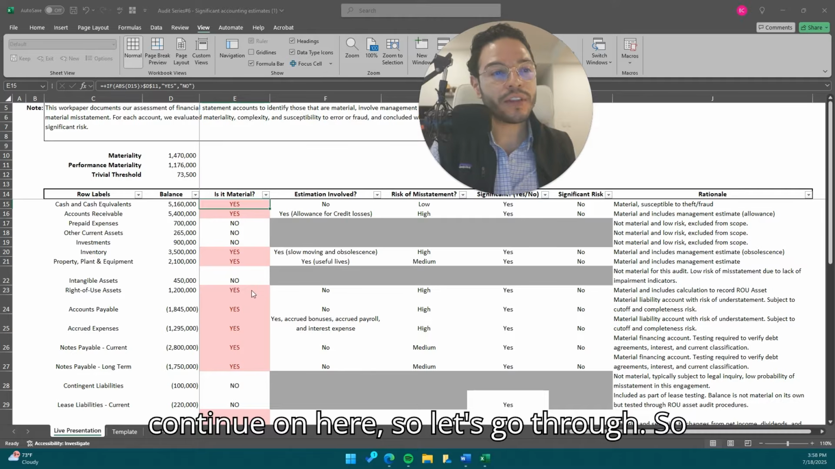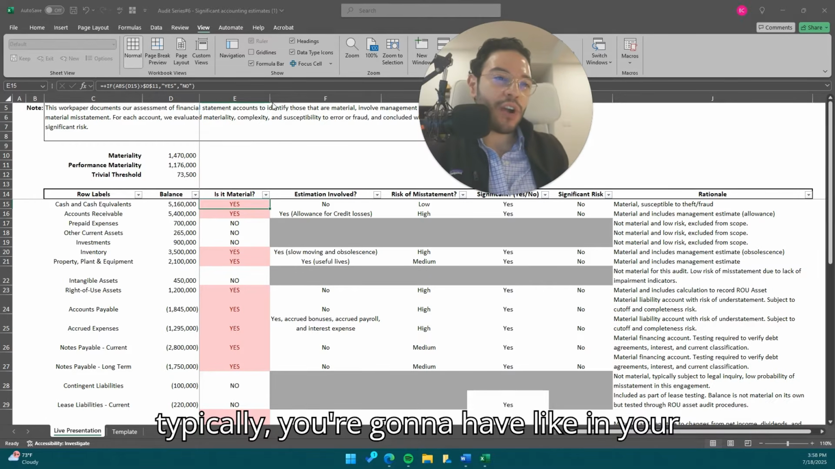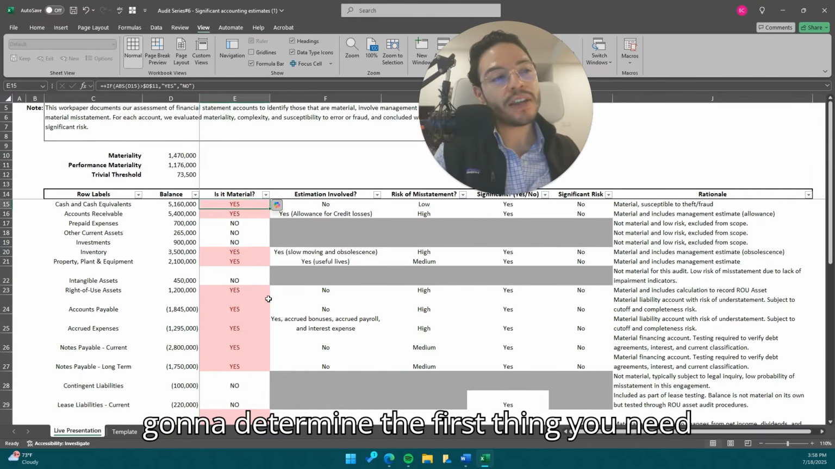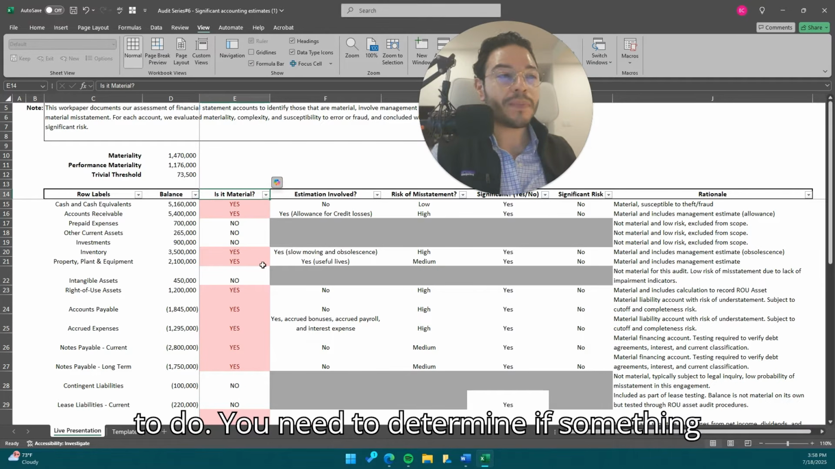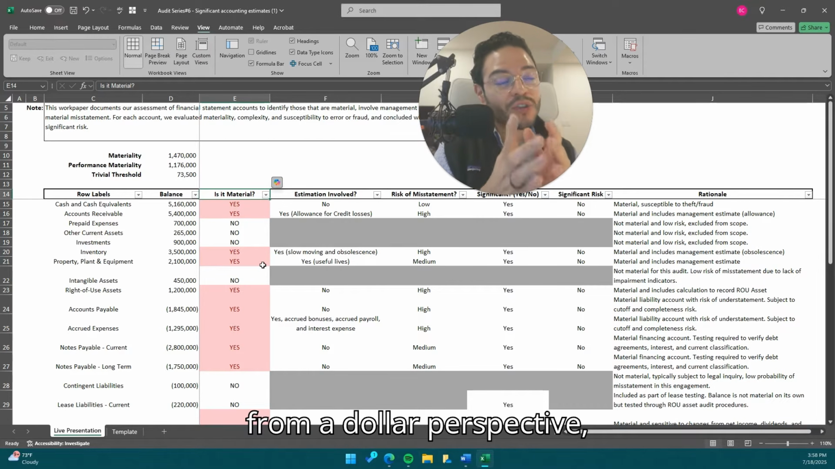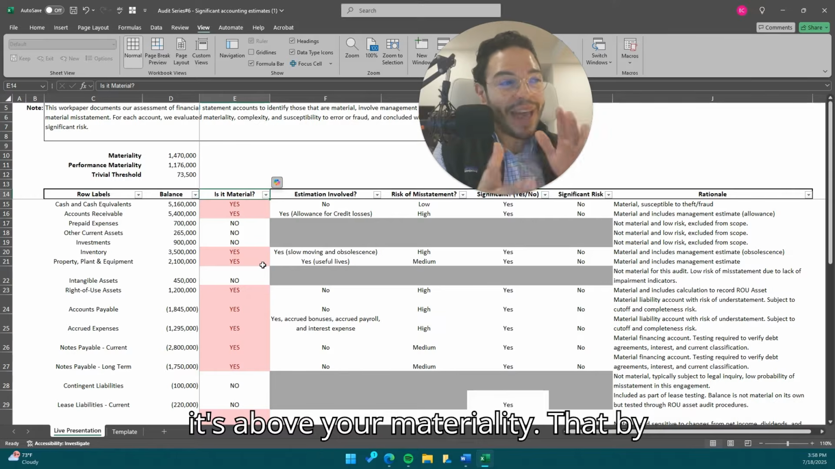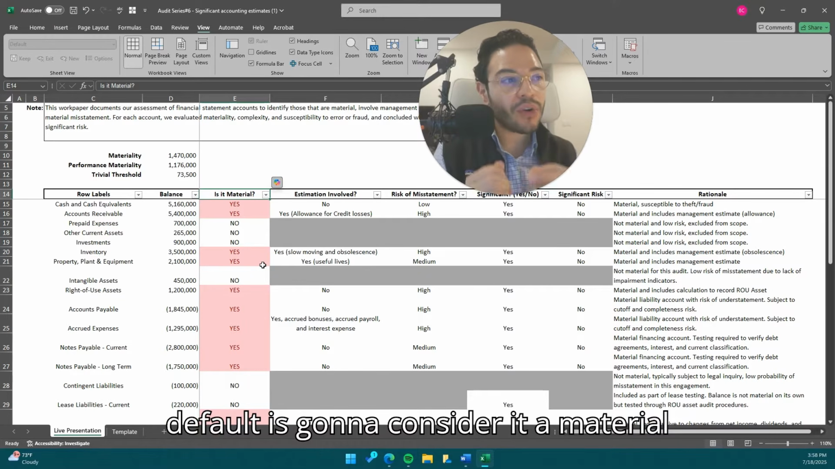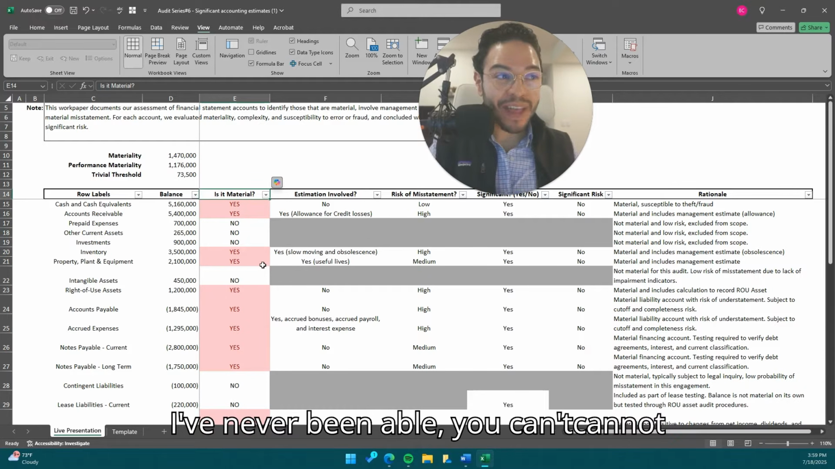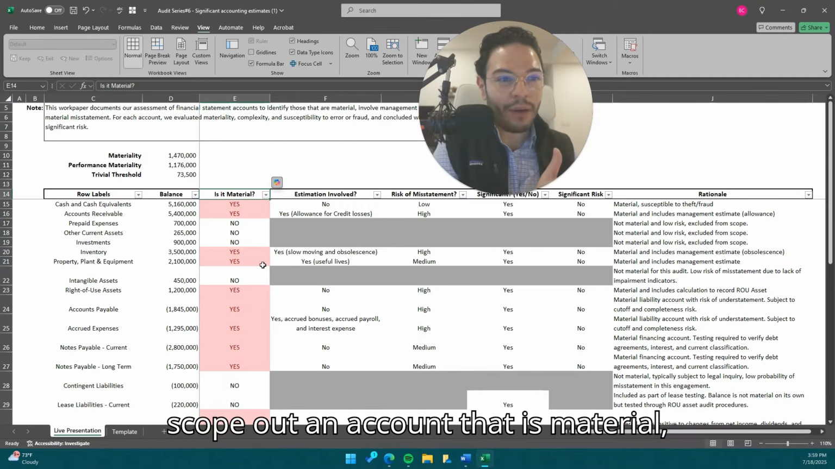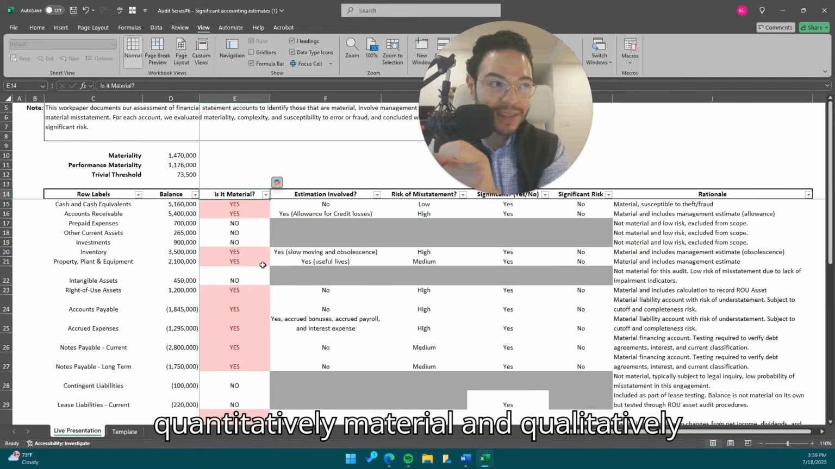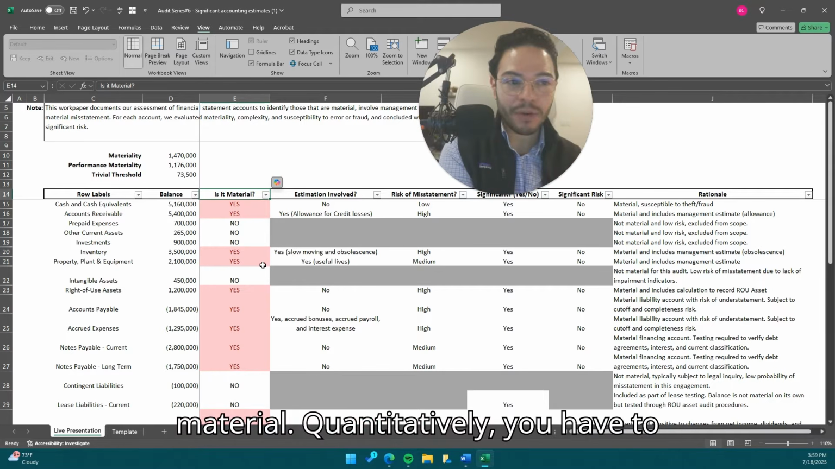So as we continue on here, let's go through. Typically in your audit software, you'll go through and it's going to dictate, the first thing you need to do is determine if something is quantitatively significant, whether from a dollar perspective it's above your materiality. That by default is going to consider it a material account, and it technically should be in scope. In my career, you cannot scope out an account that is quantitatively material. There's a difference between quantitatively material and qualitatively material.